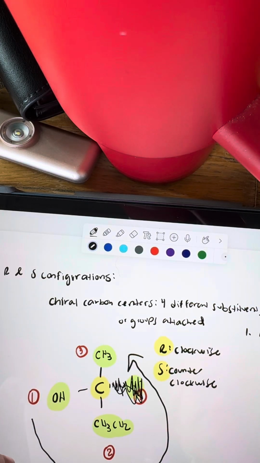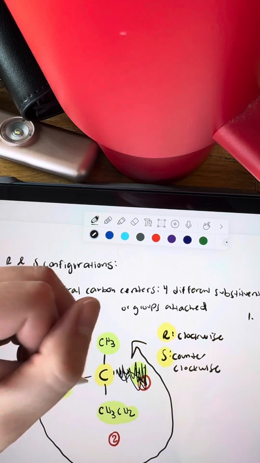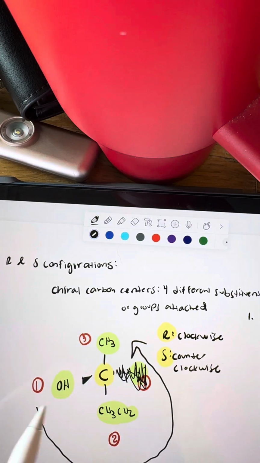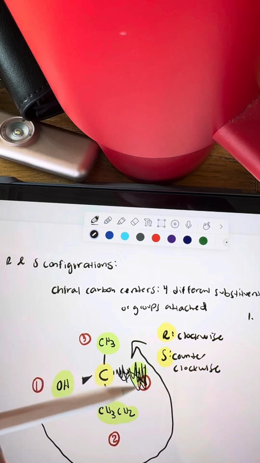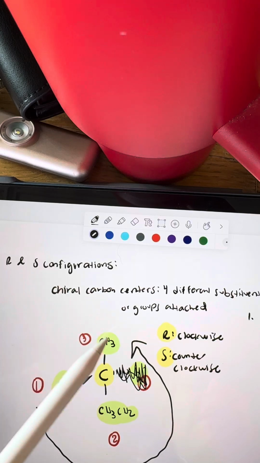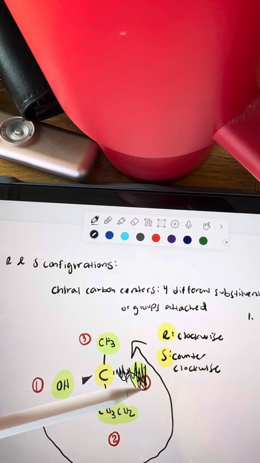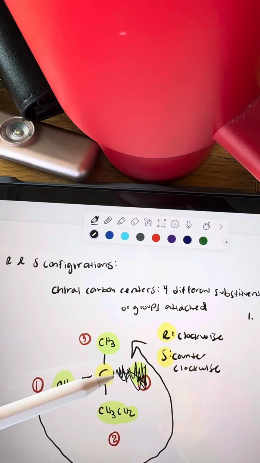And another point to show is that, say we have a dash here with this OH group and a wedge and then a dash here. If hydrogen is a dash on the molecule we're given, then we always count in the direction that it's going originally.